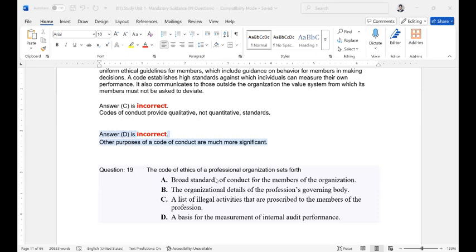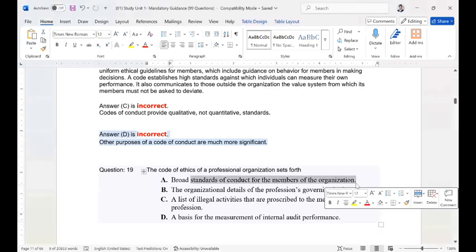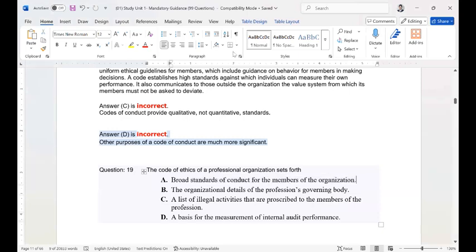Code of ethics or behavioral standards. They are broad standards of conduct for the members of the organization. That seems correct. The organization details of the profession's governing body. Not really. Well, that's a little ambiguous. That answer is confusing. A list of illegal activities, not really. You might have a list of unethical behavior stated as examples in the code of ethics.